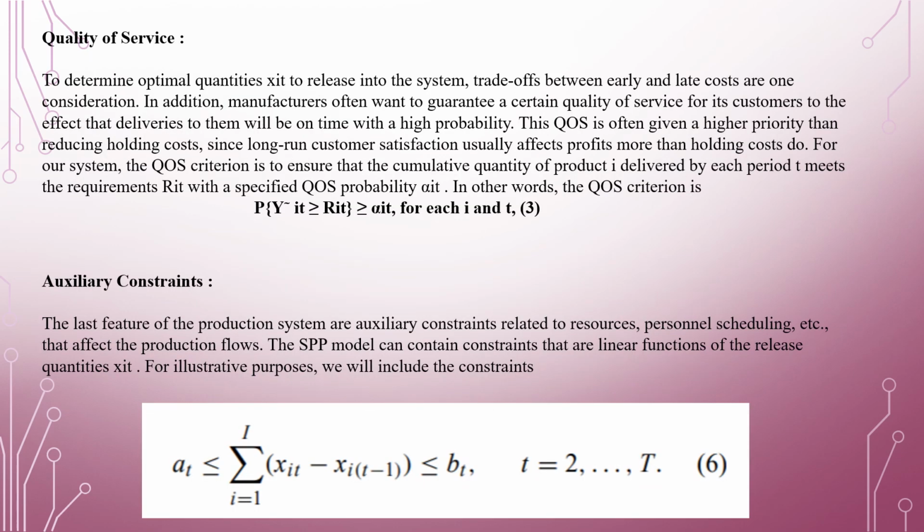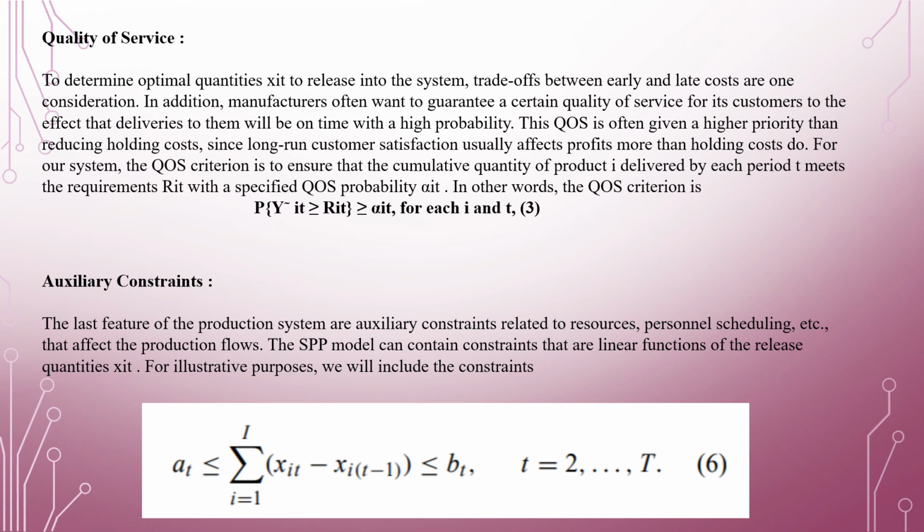Next one is to determine the quality of service. To determine optimal quantities x_iT to release into the system, trade-offs between early and late costs are one consideration. In addition, manufacturers often want to guarantee a certain quality of service for their customers to the effect that deliveries to them will be on time with a high probability. This QoS, that is quality of service, is often given a higher priority than reducing holding costs, since in the long run customer satisfaction usually affects profits more than the holding costs do.